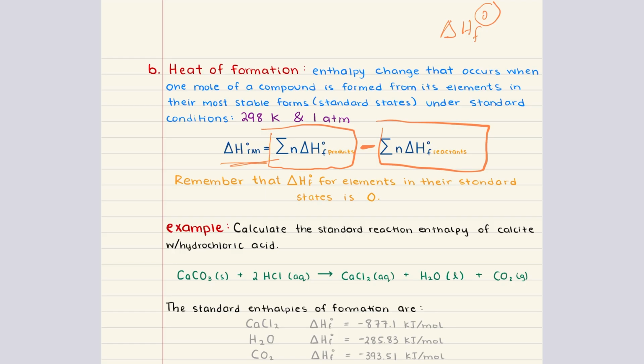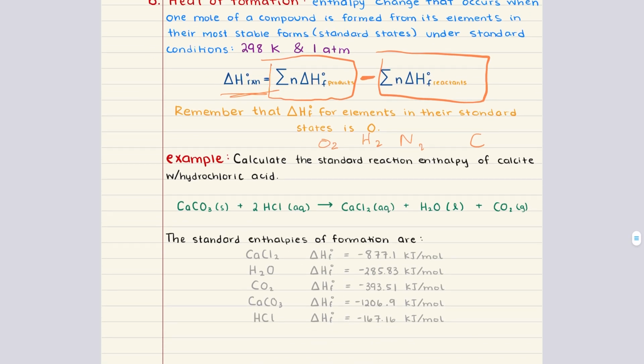Here, it's essential to remember that the enthalpy of formation for any element in its standard state is 0. So that includes things like oxygen gas, hydrogen gas, nitrogen gas, and solid carbon in the form of graphite. All of their enthalpy of formation is going to be 0 since the elements are in their standard state. Now, a lot of this might not make sense, but it will become more clear once we apply it to a practice problem. So that's exactly what we're going to do.